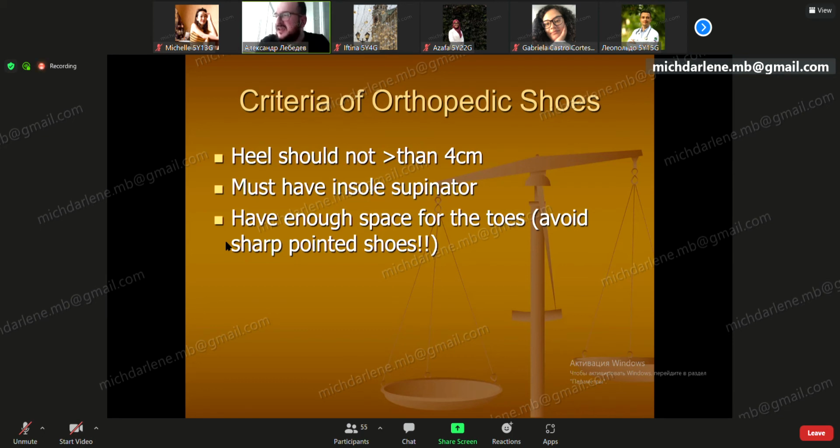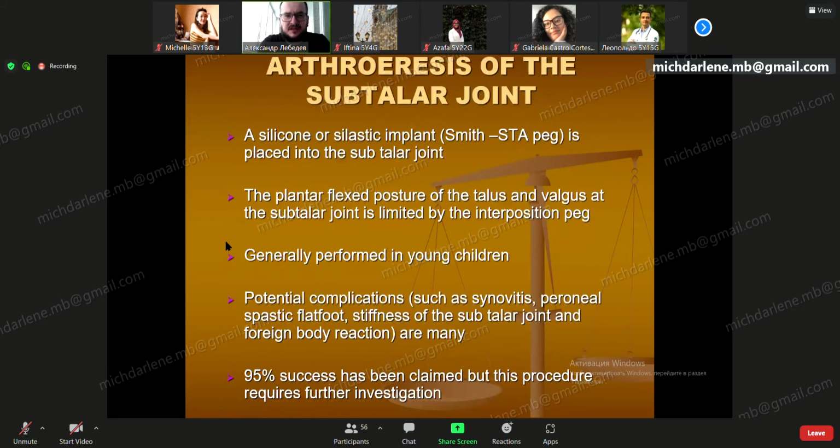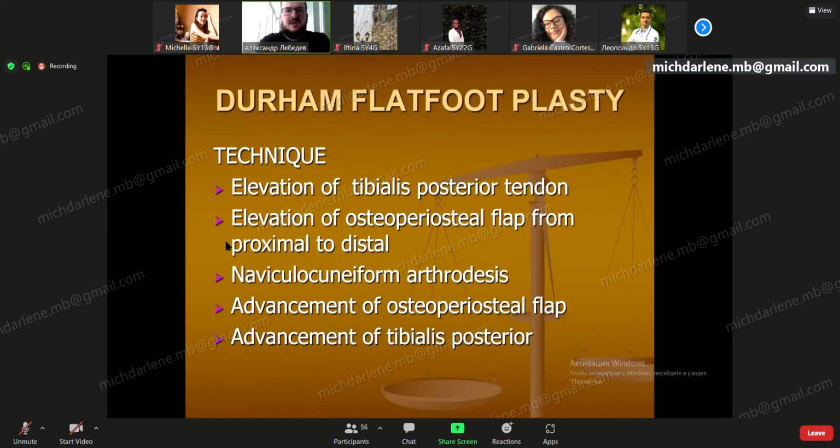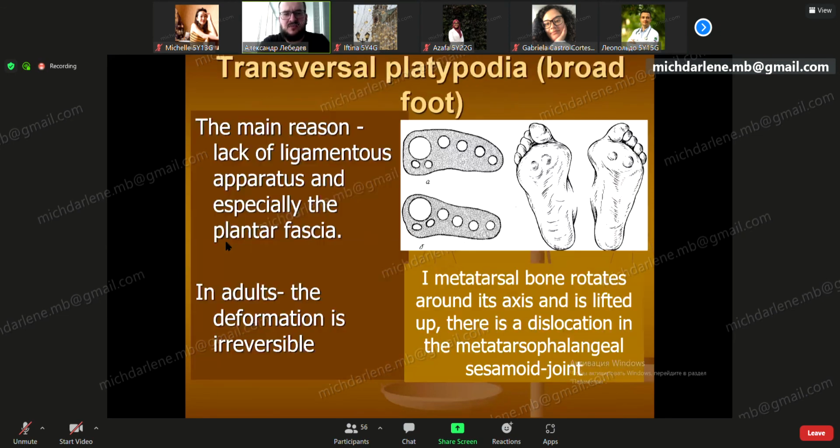I recommend orthopedic shoes for you. If you want to buy any shoes, pay for a technologist's assessment, not just an external look at your feet. There are different techniques of the operations and some others. No, I give you all of it.